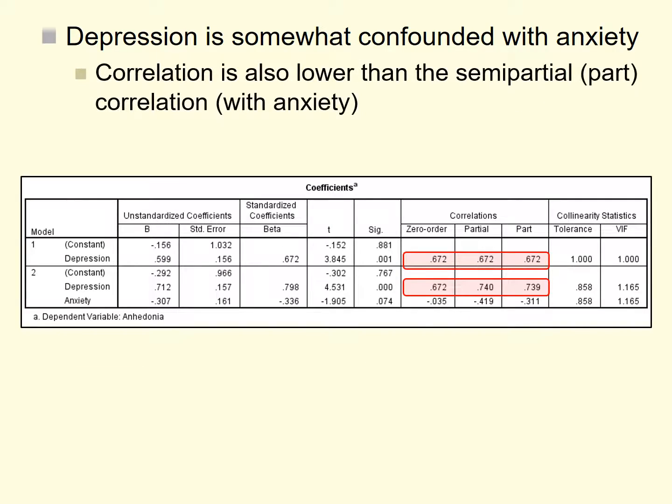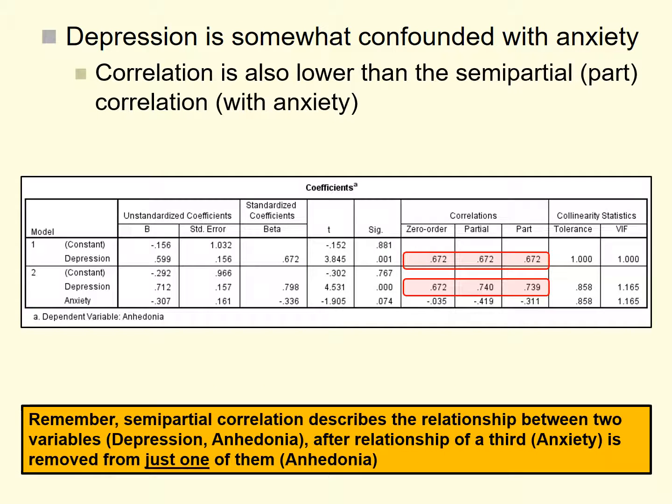Also, if we go and look at the semi-partial or part correlation with anxiety, you can see again that the zero order correlation is somewhat lower than the semi-partial or part correlation. Again, just a reminder here that the semi-partial correlation is describing this relationship between the variables after a third variable, anxiety, is removed from anhedonia.